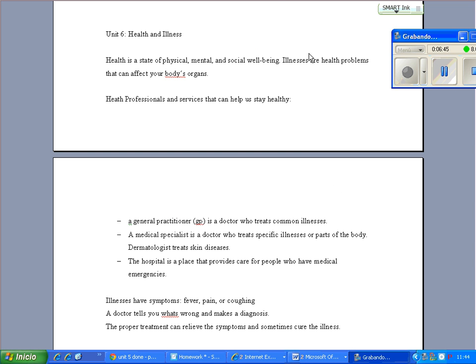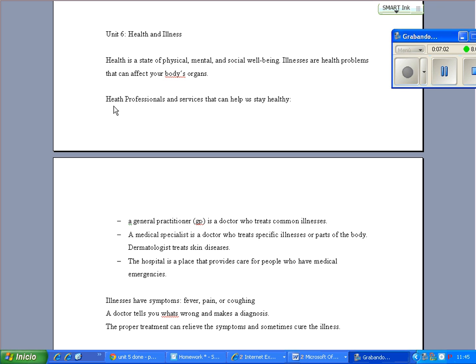That was Unit 5, Human Reproduction. Now let's talk about Unit 6, Health and Illness. Health is a state of physical, mental, and social well-being. Illnesses are health problems that can affect your body's organs.